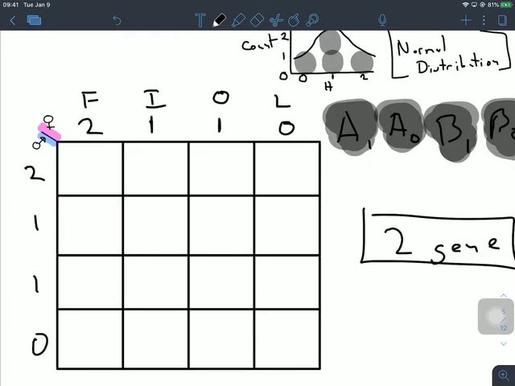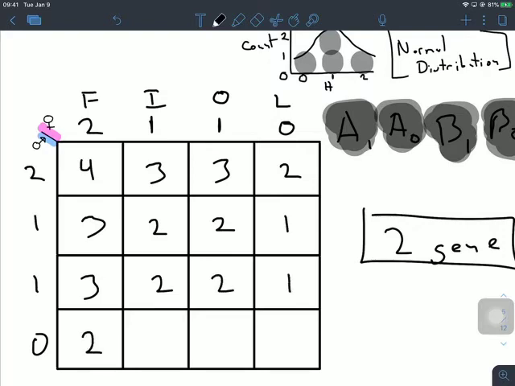Then all you have to do is add the values in the square. So 2 plus 2, 4. 2 plus 1, 3. 2 plus 1, 3. 2 plus 0, 2. 2 plus 1, 3. 1 plus 1, 2. 1 plus 1, 2. 0 plus 1, 1. 1 plus 2, 3. 1 plus 1, 2. 1 plus 1, 2. 0 plus 1, 1. 0 plus 2, 2. 0 plus 1, 1. 1 plus 0, 1. 0 plus 0, 0.